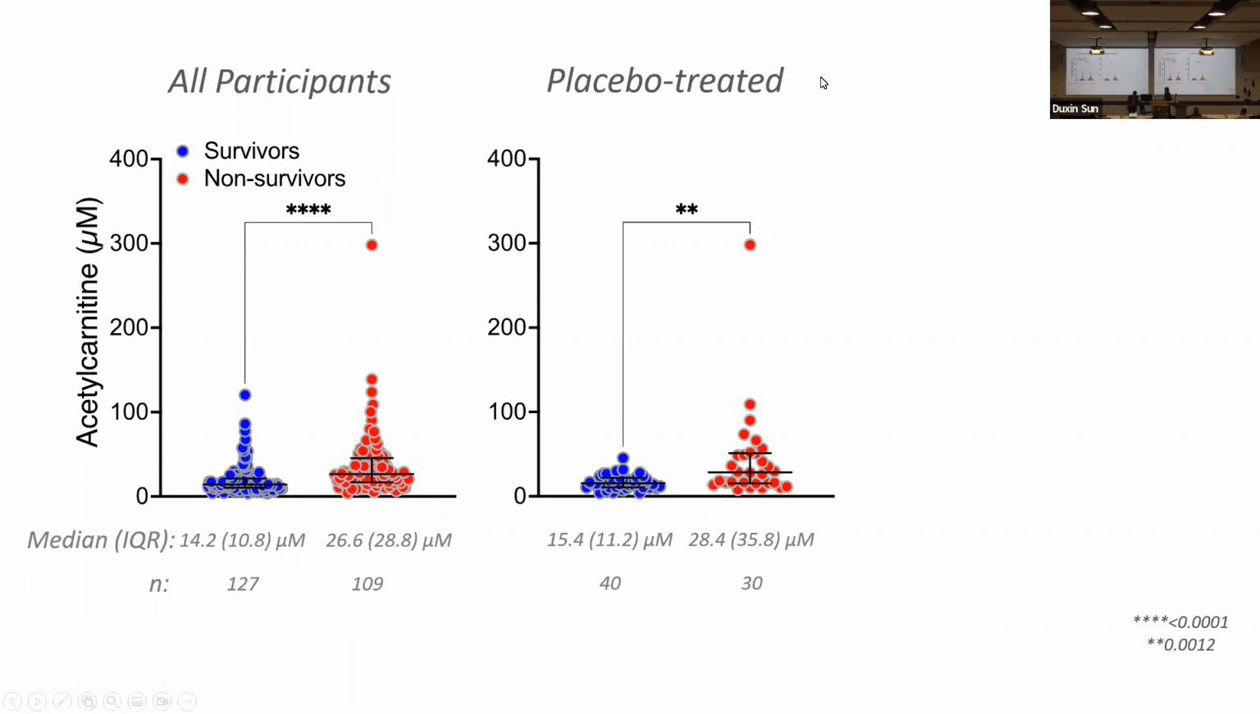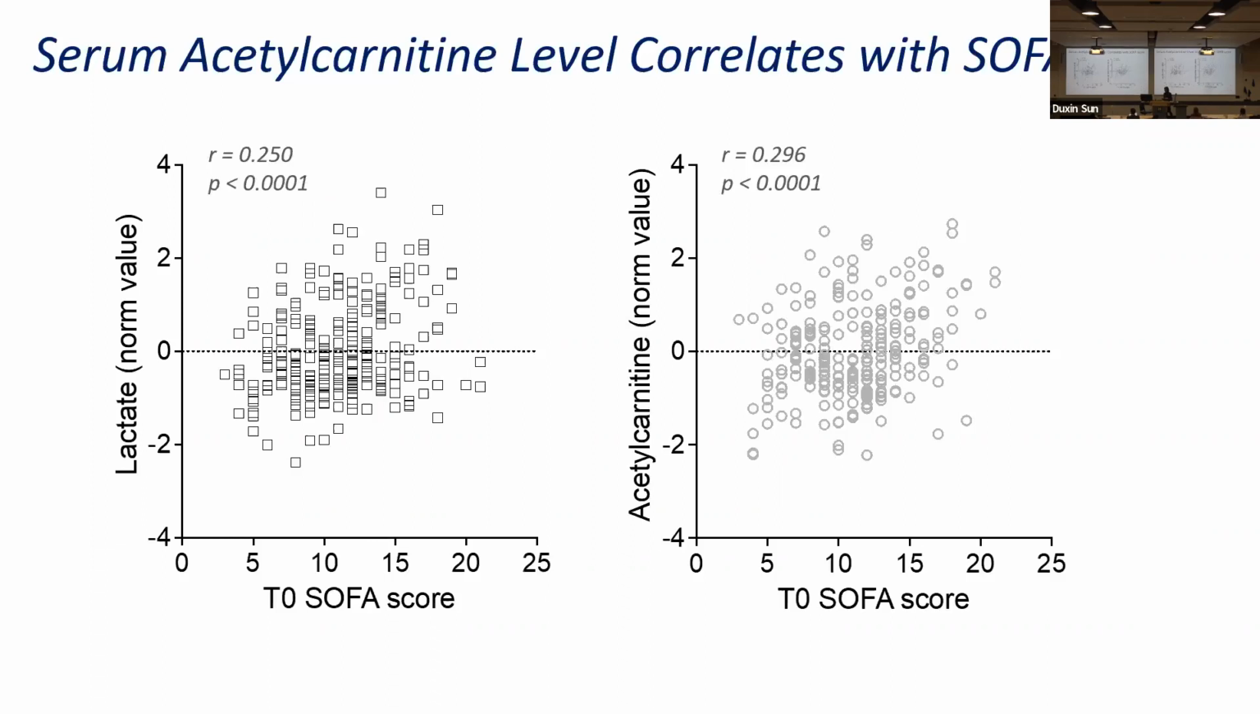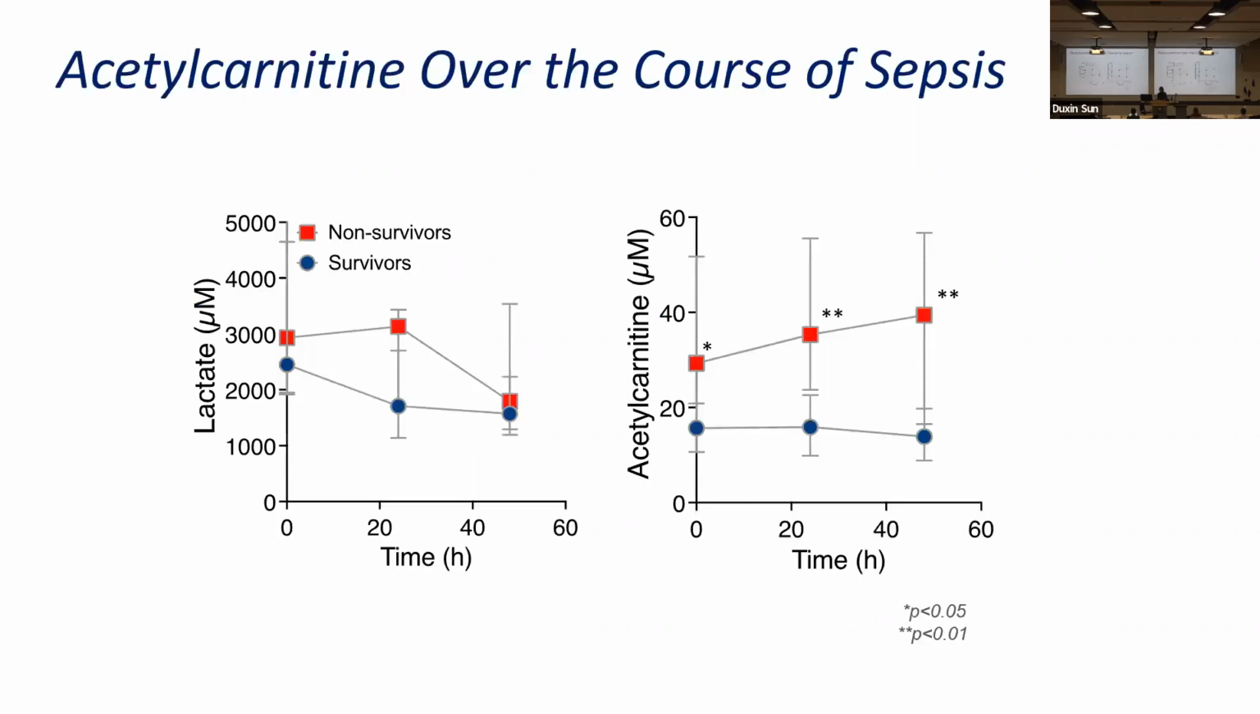There we go. The placebo-treated patients, as well as the L-carnitine treated patients. So this was time zero, but this was evident across both of these patient groups. We also found that lactate, which we know correlates with SOFA score, correlated well, which is what we expected, but we also found that acetylcarnitine correlated very well with SOFA score.